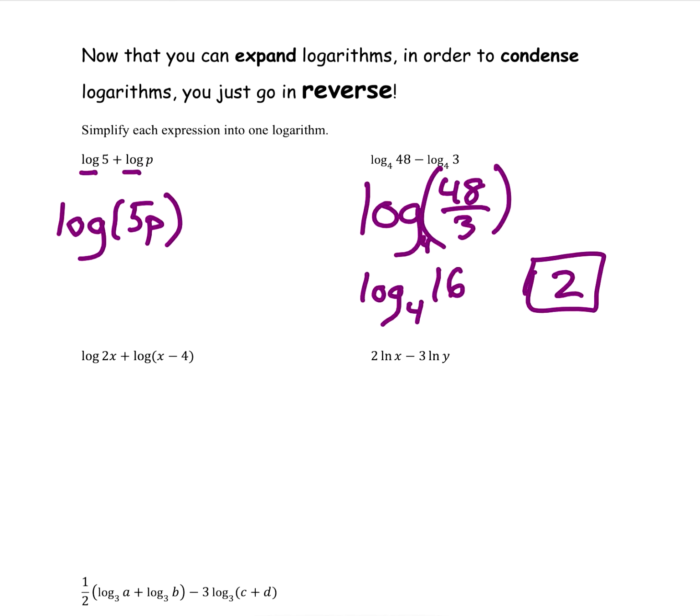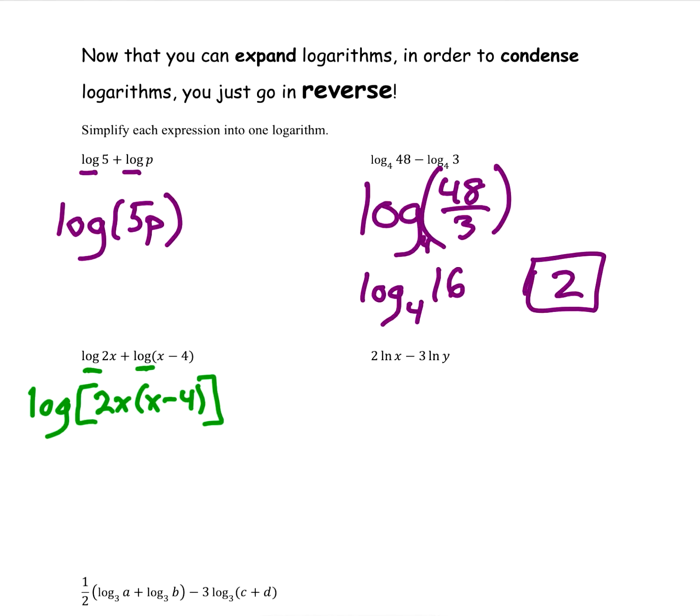So, this third one here, we have logs with the same base. Okay, that's good. And we're adding them, so that means we can condense it, and we're going to be multiplying their arguments. Now, we're going to have 2 layers of parentheses, so I'm going to use a bracket for the first layer, 2x, parentheses for the second layer, and that's it. We just multiply their arguments together.